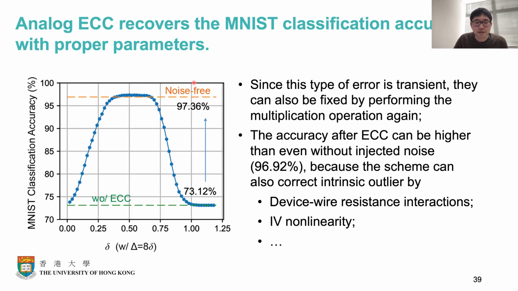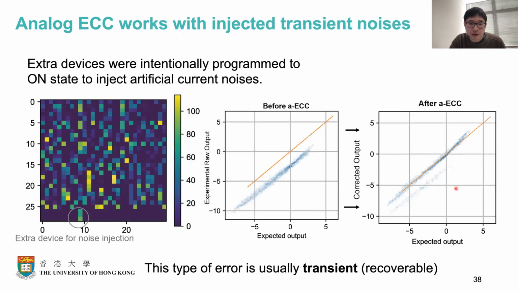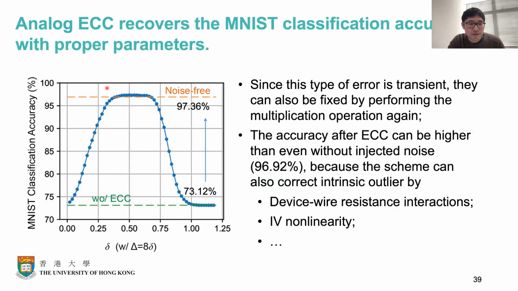scenario. In this case, I think this is because this scheme can correct, in addition to the injected noise, some intrinsic outliers, which result from the device wire resistance, IV nonlinearity, etc. So in short, although as we can see from this plot, some of the errors are not corrected, we can additionally correct some intrinsic error so that the accuracy is even higher than the noise-free scenario.